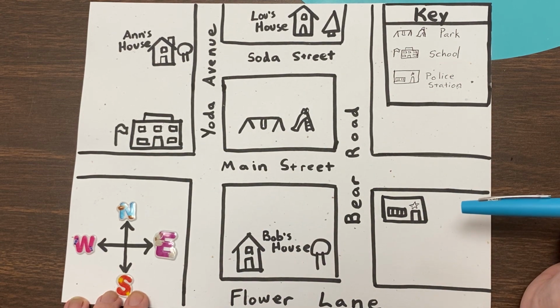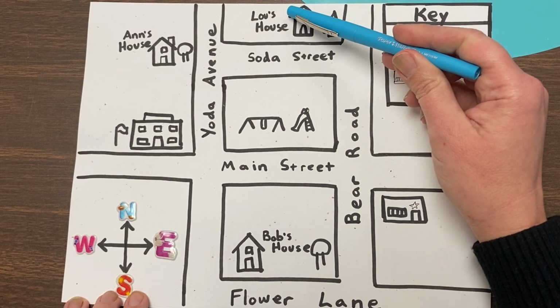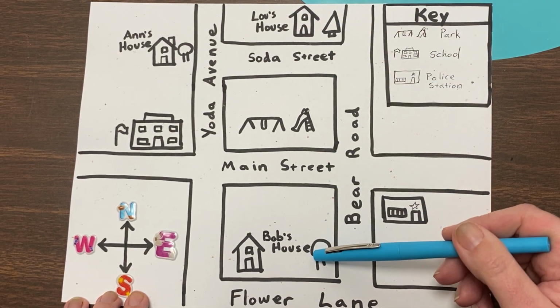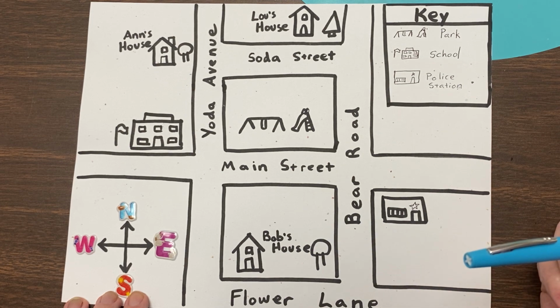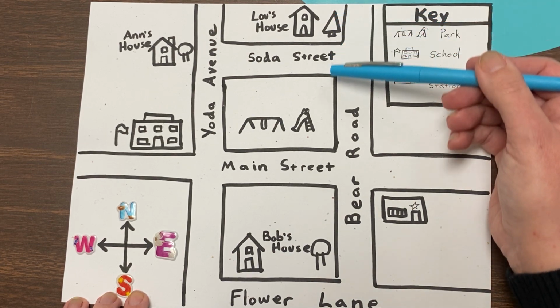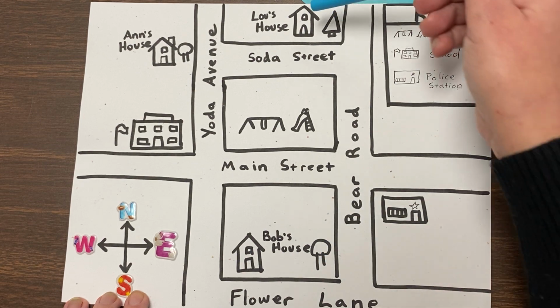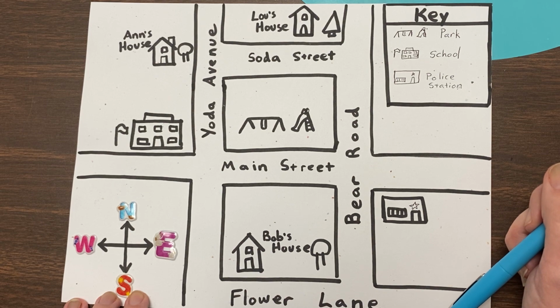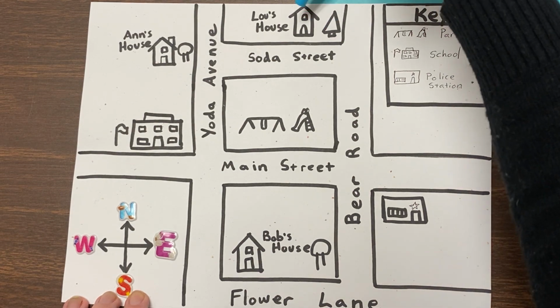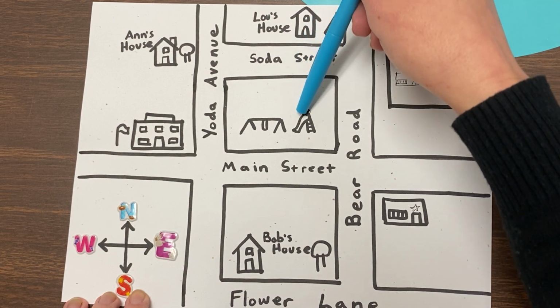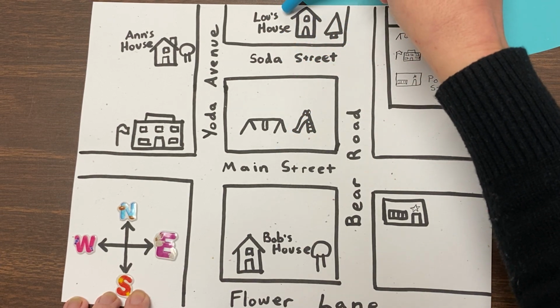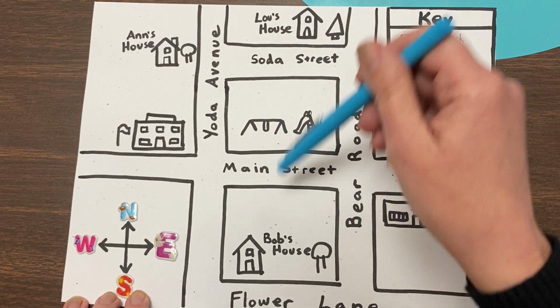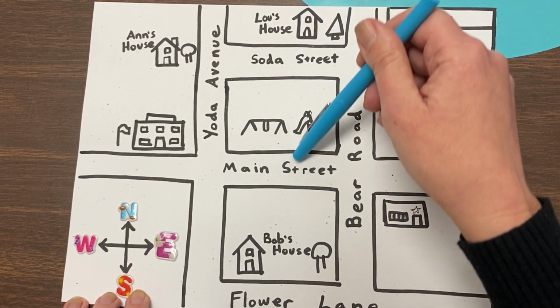Now, if Lou wanted to go to Bob's house, in what direction would he go? Lou is going from his house to Bob's house. In what direction would Lou go? Lou would go south. When we move from up here north to south, we say that you are moving south.